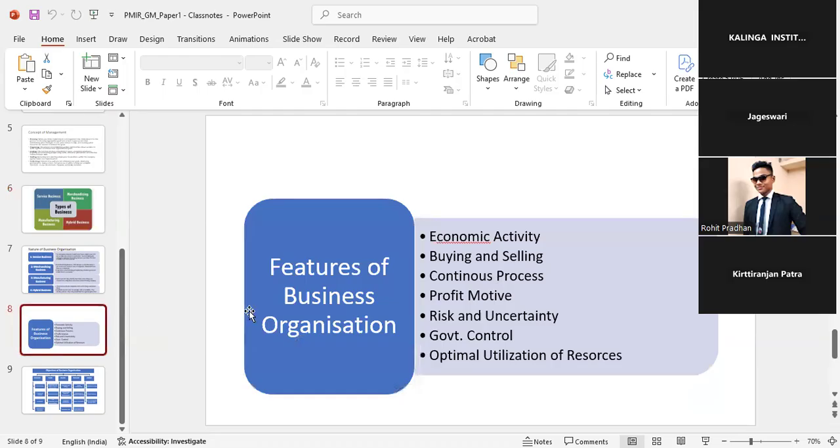Let's see this slide. Features of business: economic activity, buying and selling, continuous process, profit motive, risk and uncertainty, government control. What is government control? We'll go through it. Optimal utilization of resources.